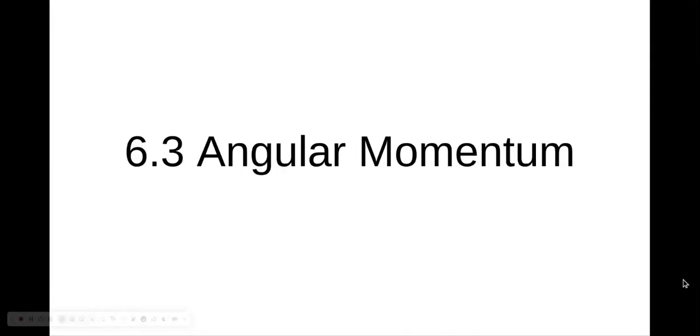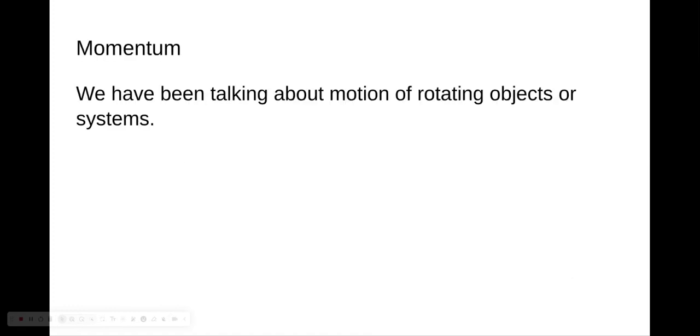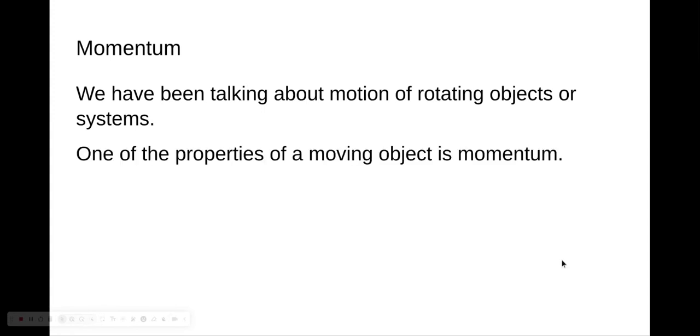This is a lecture for AP Physics 1, Unit 6, Part 3, Angular Momentum. We've been talking about the motion of rotating objects or systems and comparing them to things that we learned about linear systems earlier in the year.